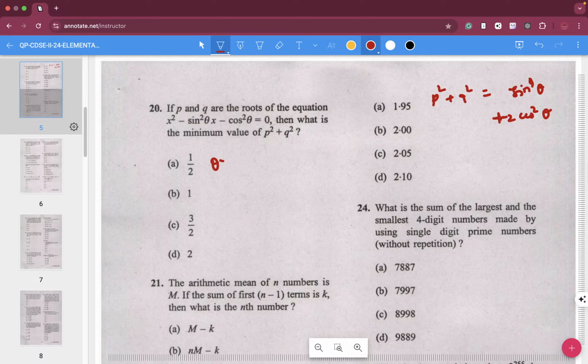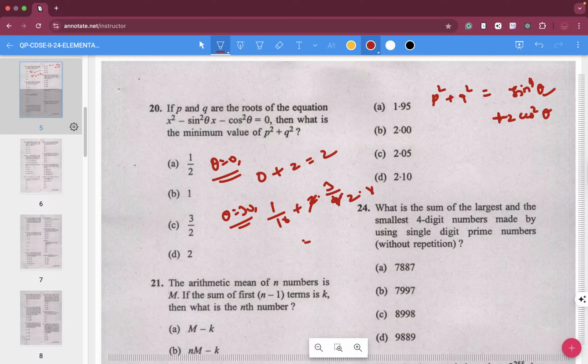So if you put theta is equal to 0 again, sine theta will be 0 and plus 2, which is your 2. Theta is equal to 30 if you put, which means 1 by 16 plus 2 into root 3 by 2 square, which is 3 by 4. This one gone, this one gone. This will give you 25 by 16. We don't have such an answer over here.